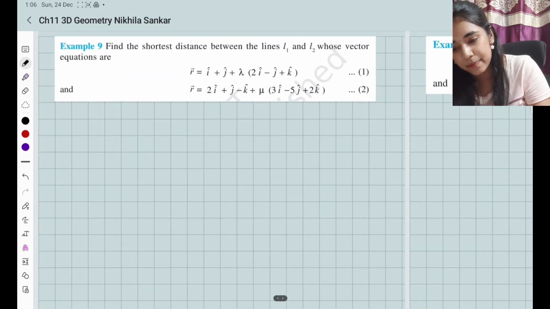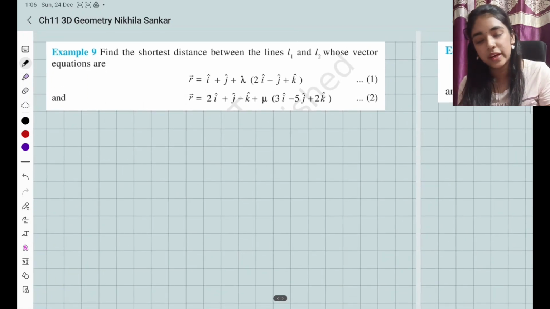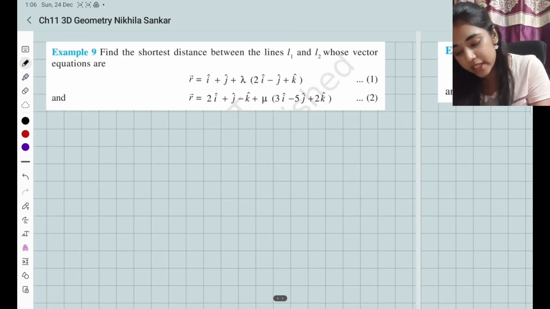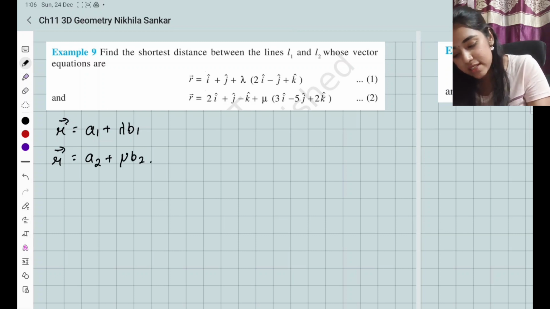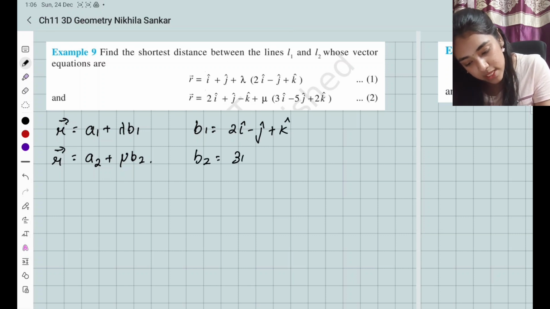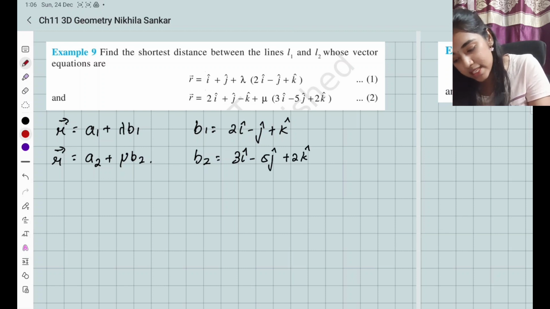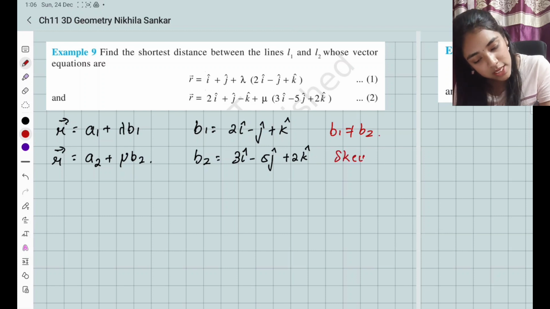Let us solve an example. Find the shortest distance between the lines L1 and L2 whose vector equations are R equals A1 plus lambda B1 and R equals A2 plus mu B2. First of all, my B1 என்ன? B1 is going to be 2i cap minus j cap plus k cap. B2 equals 3i cap minus 5j cap plus 2k cap. I see that my B1 is not equal to B2. அப்போ we are talking about skew lines.